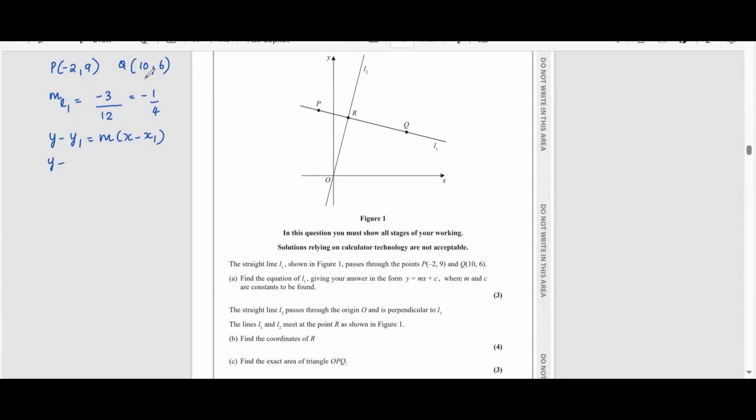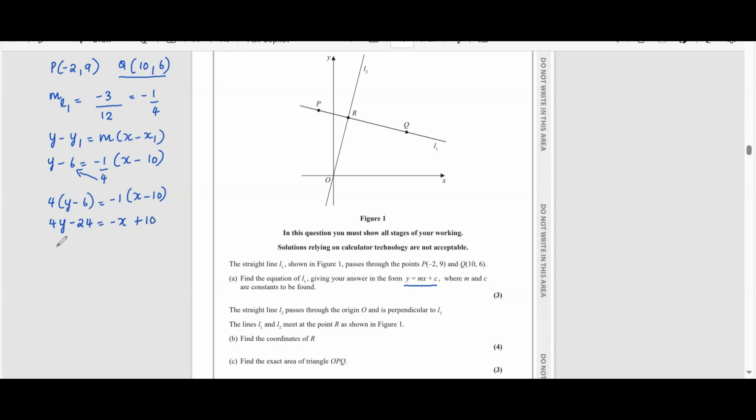I'm going to take the point Q here. y minus y1, which is 6, is equal to m, which is minus 1 by 4, times x minus x1, which is 10. Let's cross multiply this. We will get 4 times y minus 6 is equal to minus 1 times x minus 10. We need to represent the equation in the form y equals mx plus c.